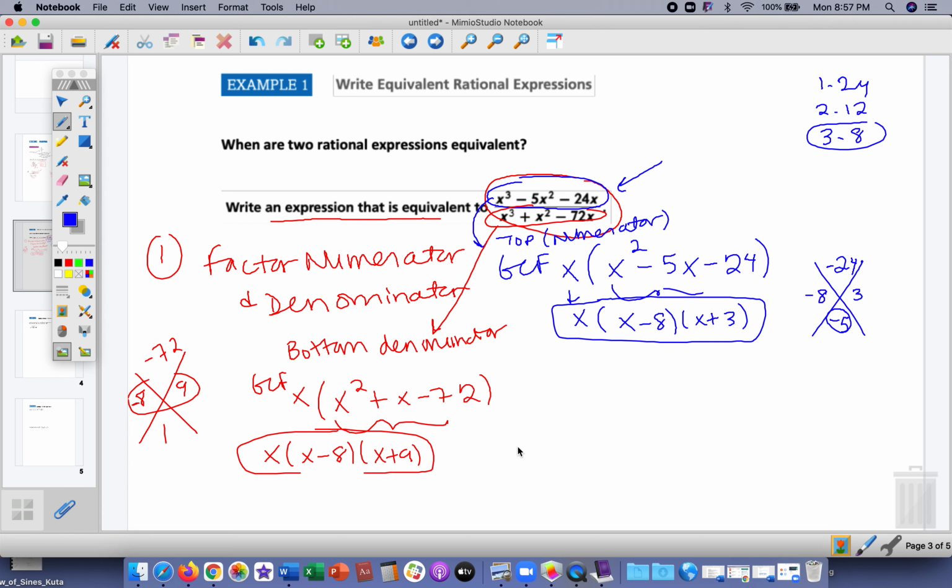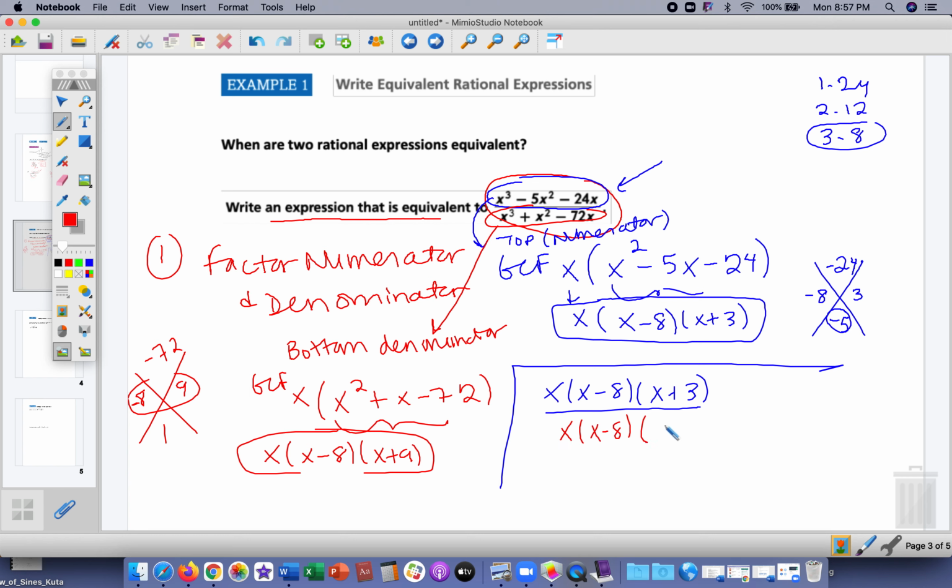So now if we go back to the problem, we have x times x minus 8 times x plus 3 in the numerator, and in the denominator we have x times x minus 8 times x plus 9, and in the numerator and denominator we can cross off an x, we can cross off the quantity x minus 8, and then we're left with quantity x plus 3 over x plus 9.